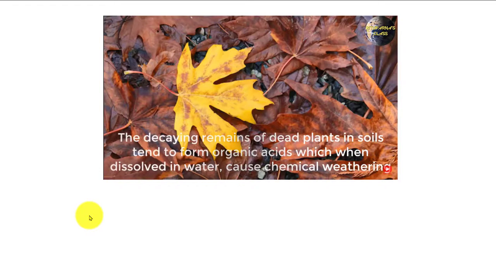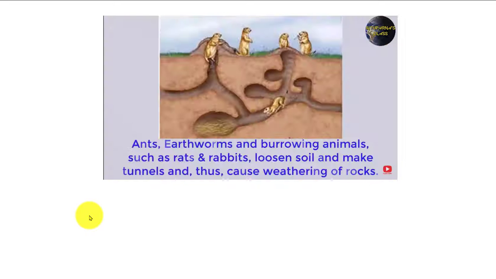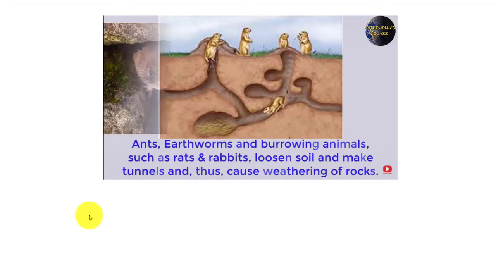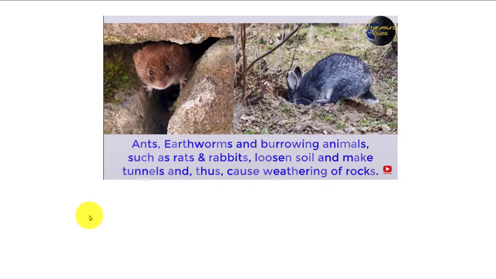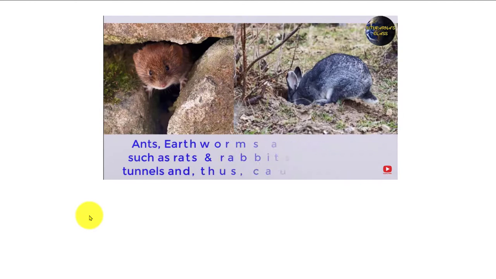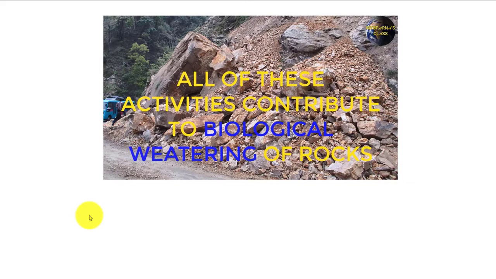And the decaying remains of dead plants and soil tends to form organic acids, which when dissolved in water, causes chemical weathering. Ants, earthworms, and burrowing animals such as rats and rabbits loosen the soil and make tunnels and thus cause weathering of rocks as well. All of these activities contribute to biological weathering of rocks.